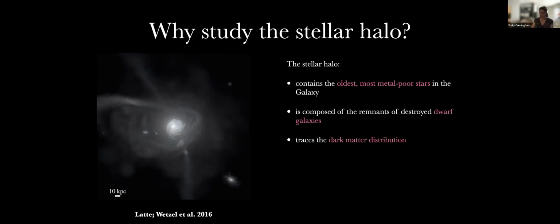In addition, we can use halo stars to trace the dark matter distribution of our galaxy and study the mass distribution of the Milky Way, which is a fundamental parameter of our galaxy and a really unique opportunity to study the dark matter distribution in our own galaxy, which is critical. And finally, it provides the opportunity to recreate the mass assembly history of the Milky Way.